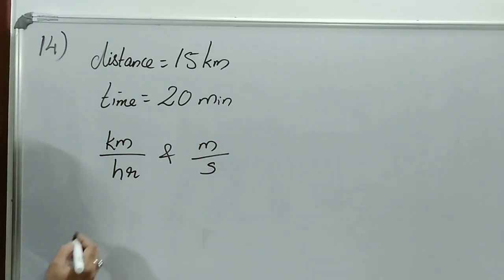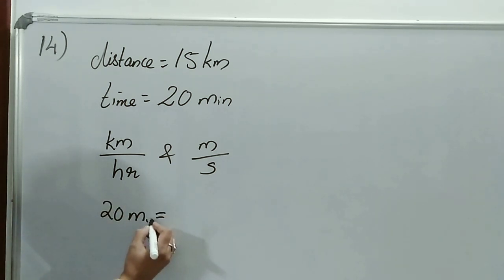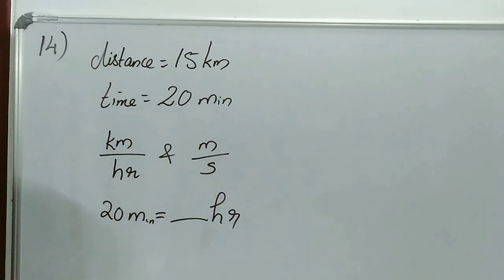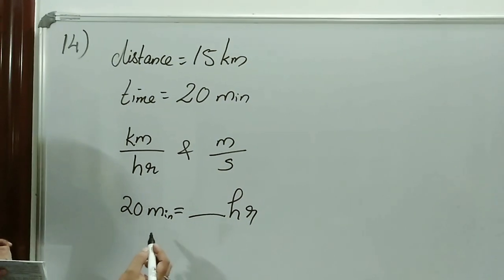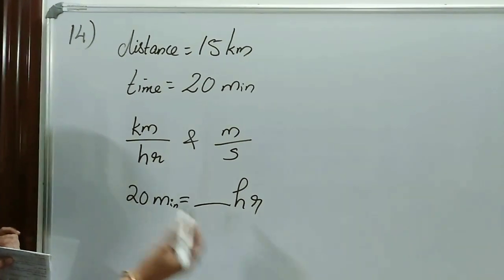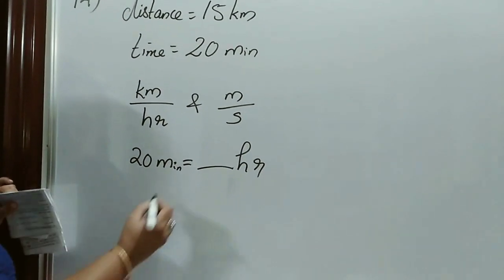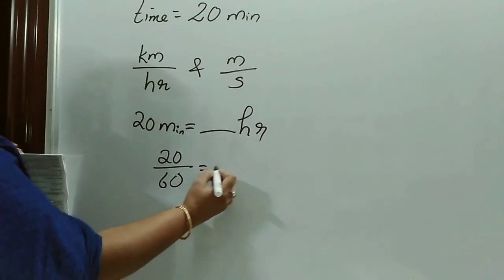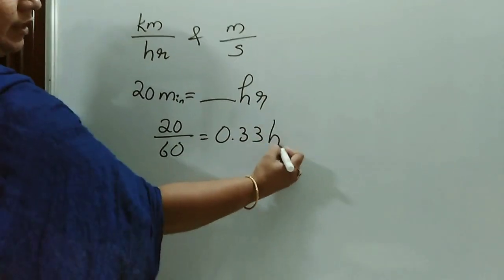First we have to convert 20 minutes equals how many hours? So we have to convert minute to hour. You know, 60 minutes is 1 hour. So how will you convert minute to hour? Small to big, we have to divide by 60. So 20 divided by 60. You will get the answer 0.33. It will go on. So that much hours.